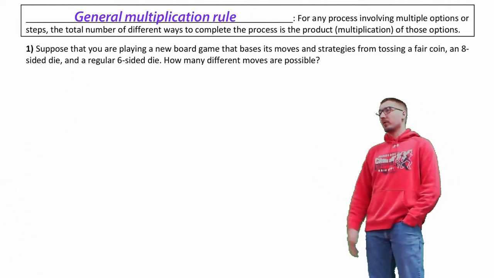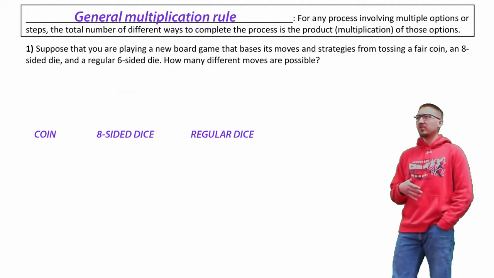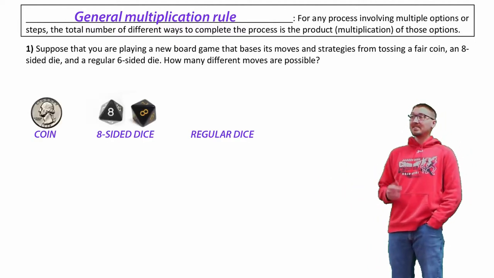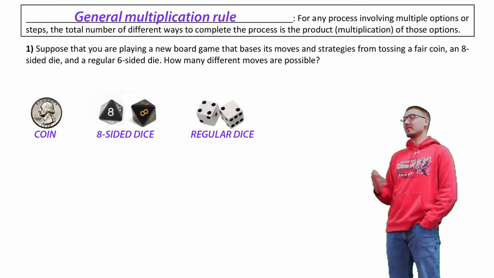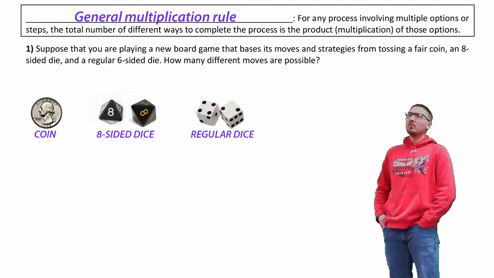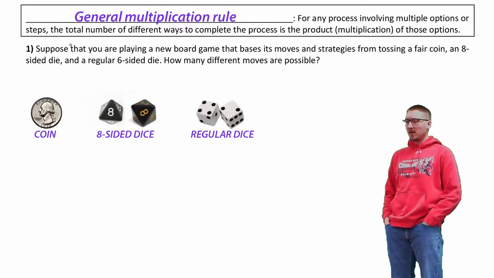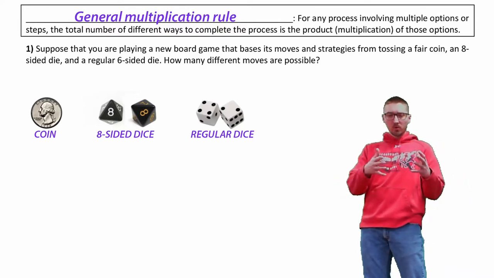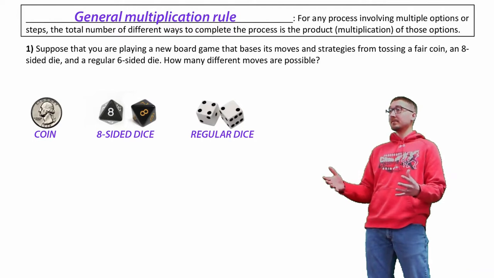Suppose that you're playing a new board game where your moves and strategies are kind of based on tossing a fair coin, an 8-sided dice, and a regular 6-sided dice. How many different moves would be possible? So maybe they would have a big map of all these different combinations. In total, how many things are you looking at?